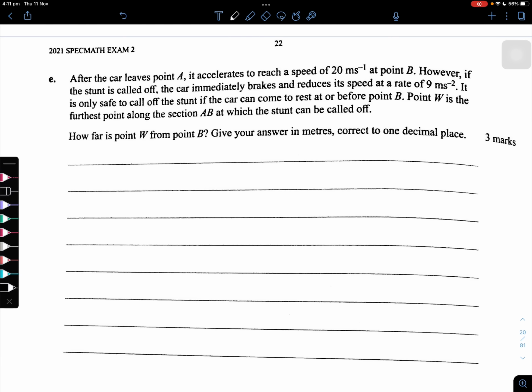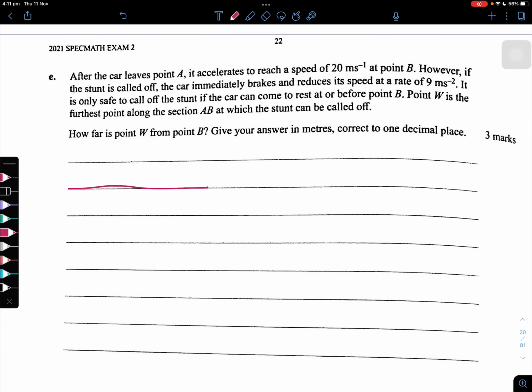Okay, that is a mouthful. So what I would do is, let's just draw this out first. So let's go A to B, and we've got W in there somewhere.